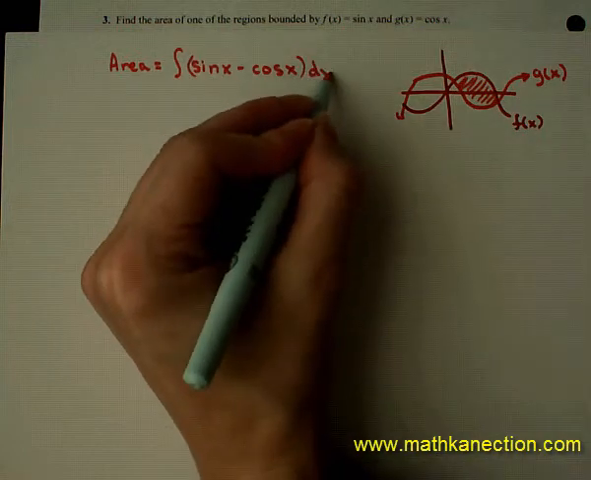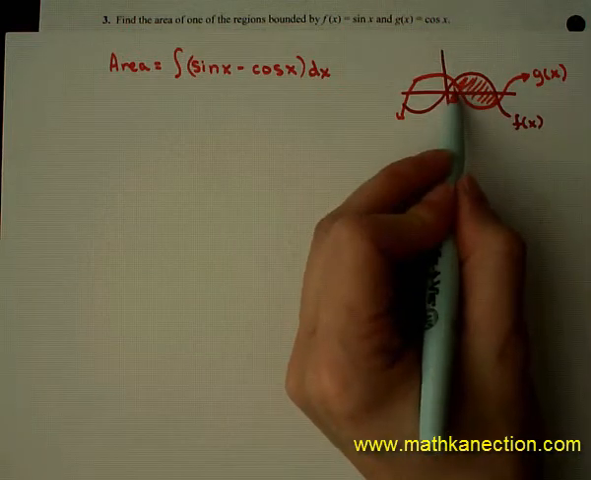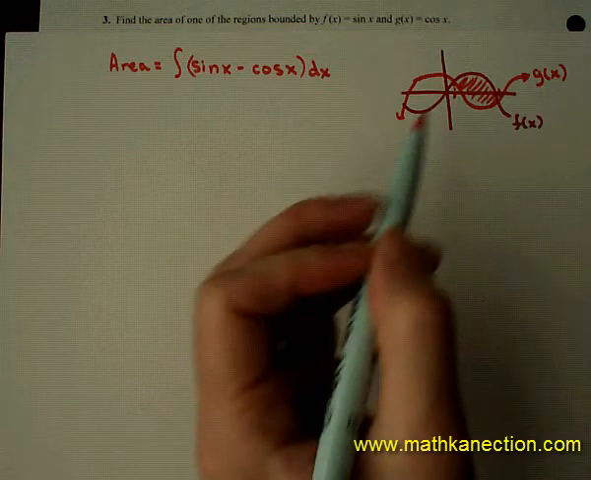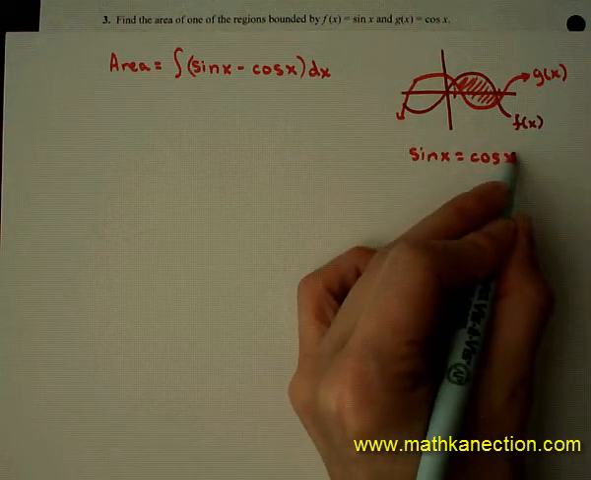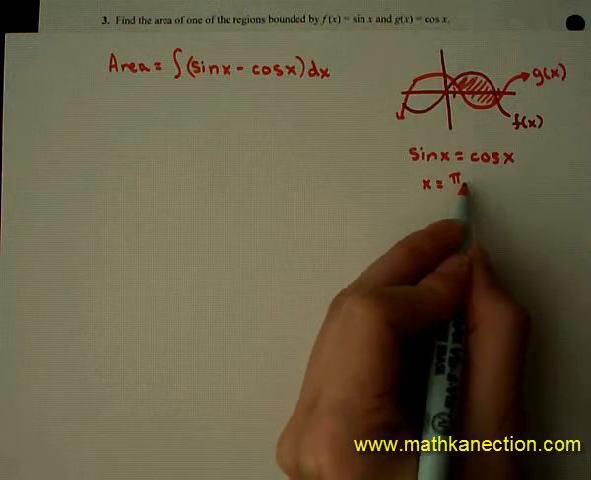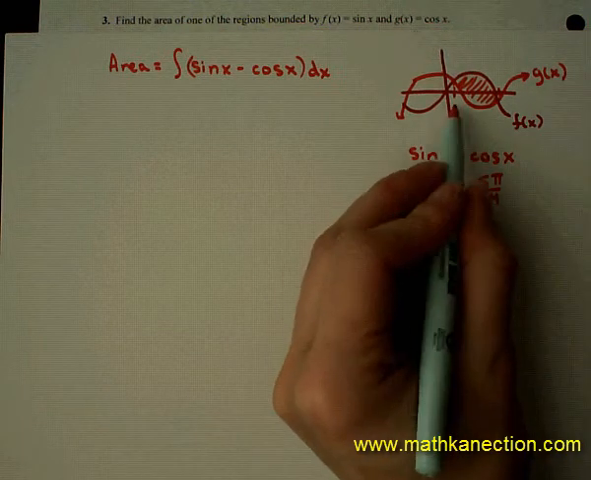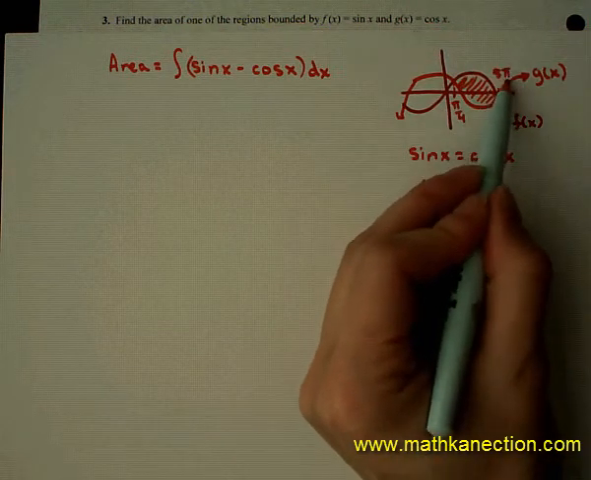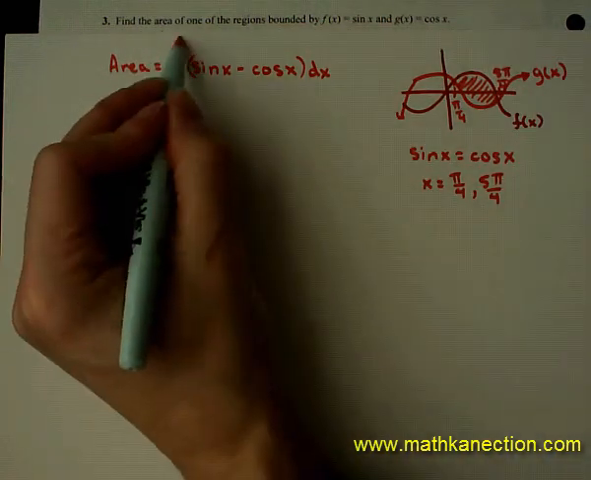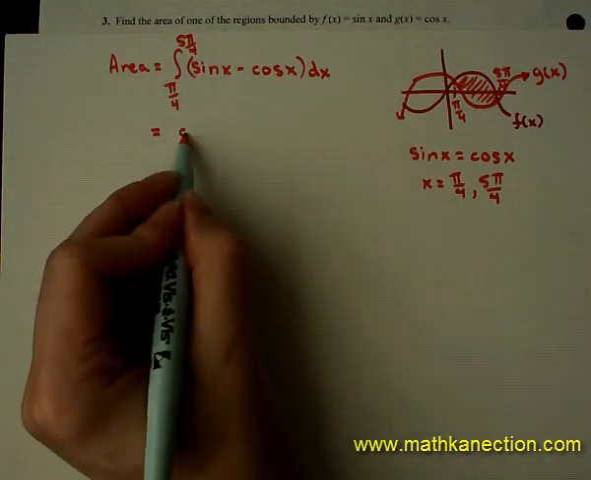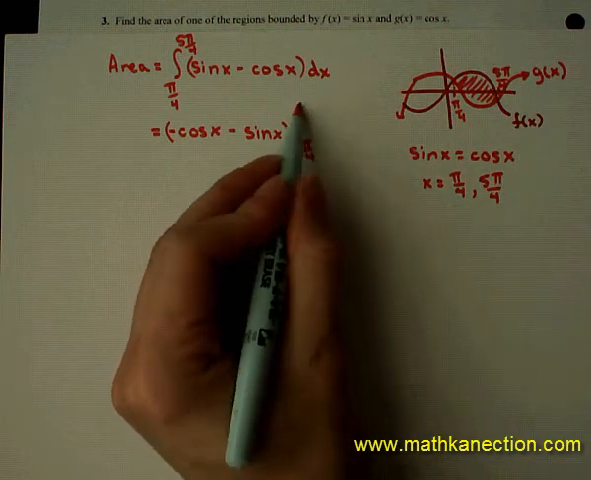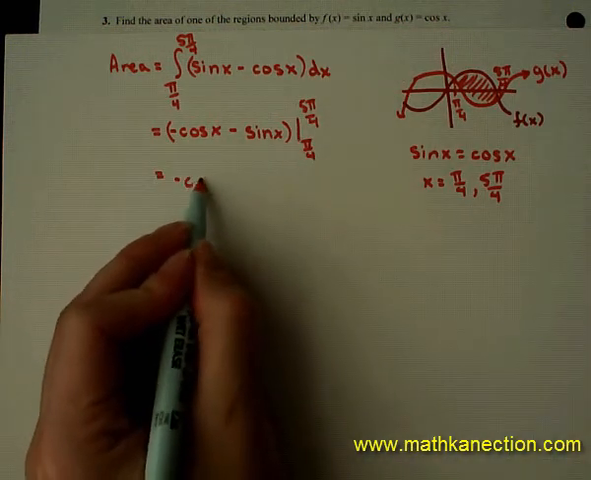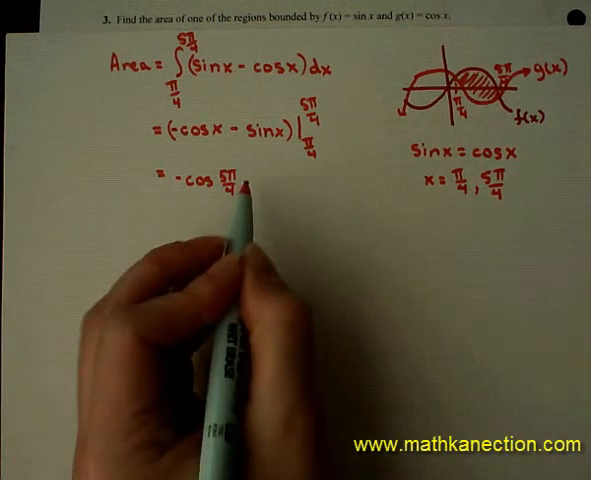We'll also need to calculate the intersection between f of x and g of x. So we'll take cosine of x, set it equal to sine x. Using our unit circle, we'll get the intersection at the two x values. We'll use this interval to antiderive and calculate our area.